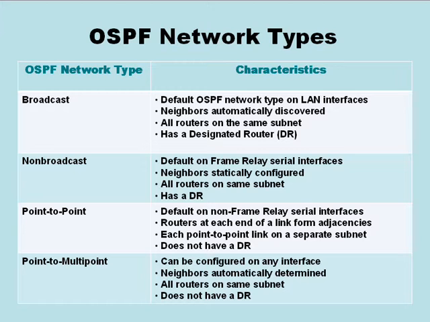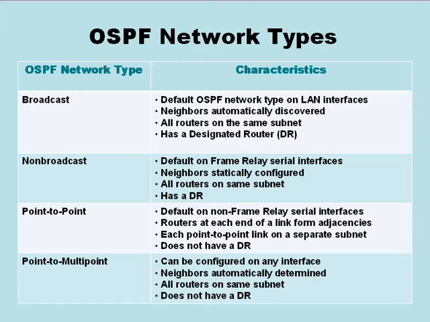Here, the routers at each end of the link form adjacencies with one another. We do not have a designated router. And each point-to-point link, which might be a point-to-point subinterface on a physical interface, is on an individual separate subnet. And finally, a point-to-multipoint network type.